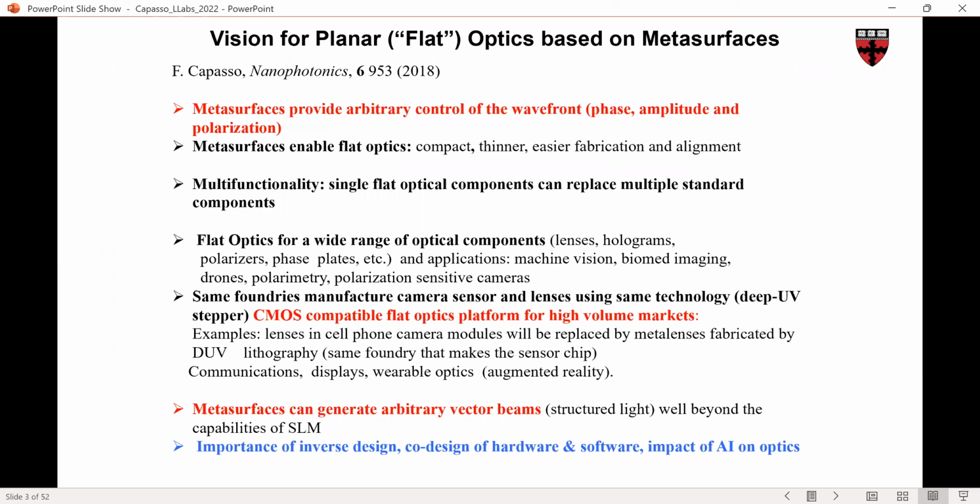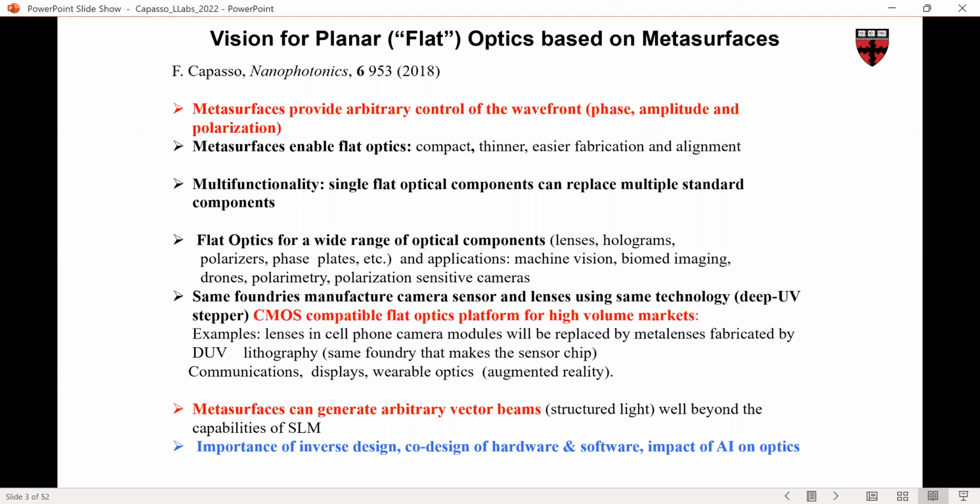And this is the vision. I already said that you can provide arbitrary control of the wavefront, technologically, and we are here now. This is not the future anymore. This is happening as we speak. The same foundries that manufacture the camera sensor can manufacture the metalenses using the same technology, typically deep UV lithography. So the future, and it's very exciting for high volume markets, is CMOS compatible flat optics.